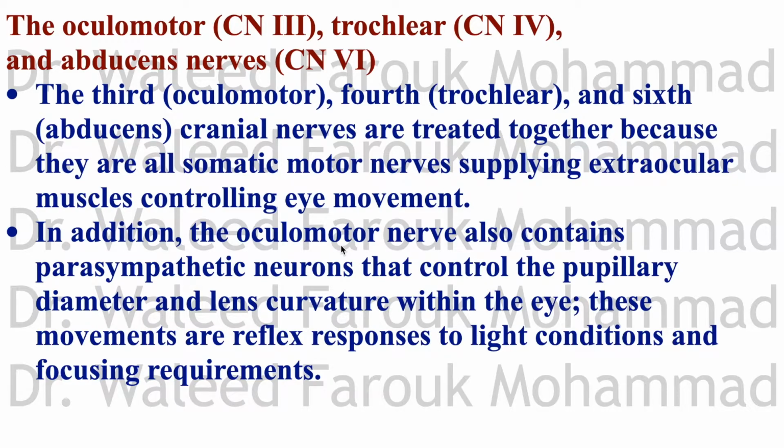Also, do not forget that the oculomotor nerve is one of the nerves that carry parasympathetic supply to the eye, to be precise, to the constrictor pupillae muscle and the ciliary muscle of the eye, and this controls the diameter and lens curvature within the eye. We need these reflexes as a response to light conditions and to focus on objects. So it's the third, fourth, and the sixth cranial nerves: the oculomotor, the trochlear, and the abducens nerves.